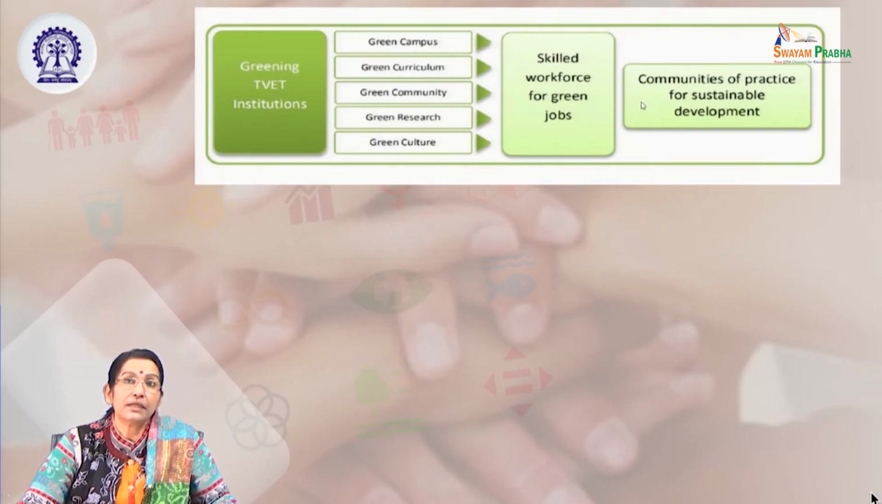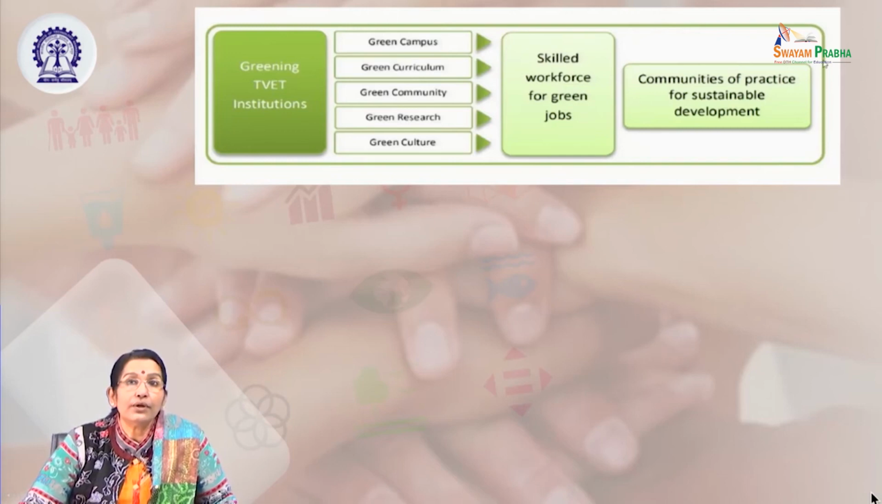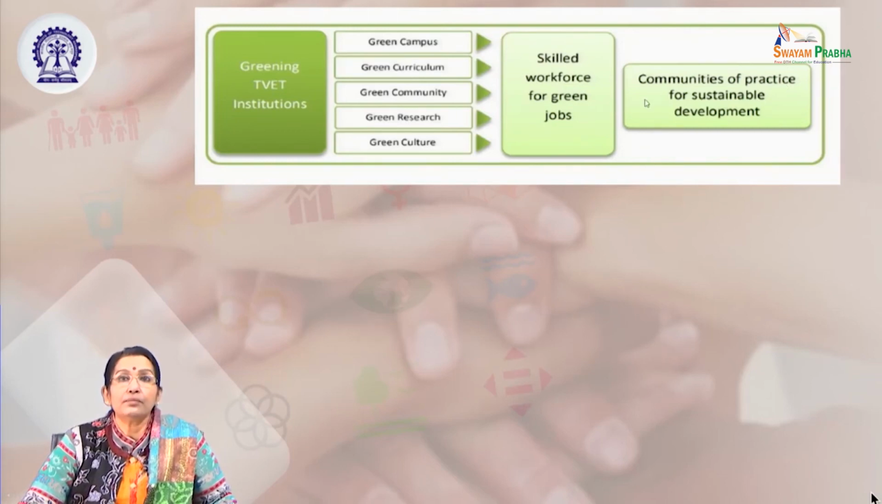What are the different types of stakeholders? The communities who are going to practice it, the communities of practice, so that we can educate different groups regarding the sustainable practice of these green jobs and green economy. So, the communities of practice for sustainable development cover all categories of stakeholders.